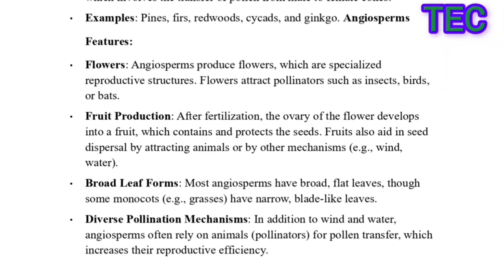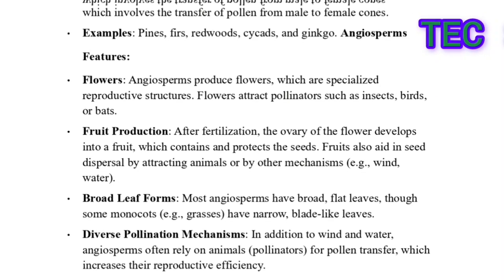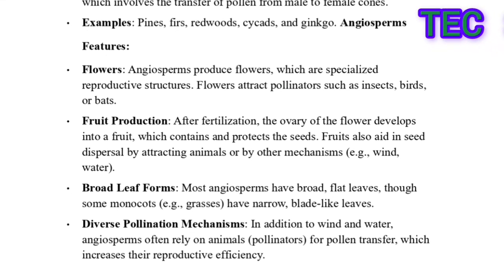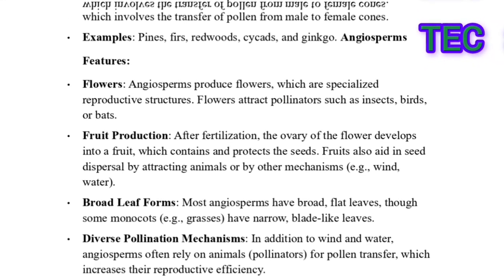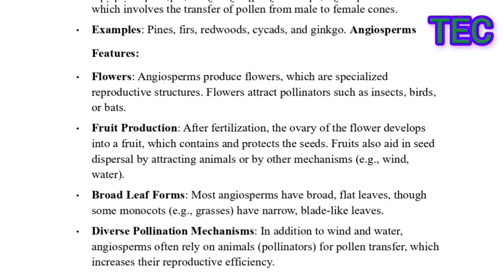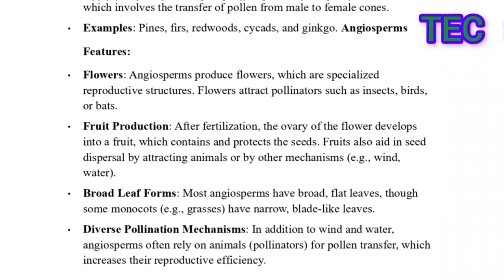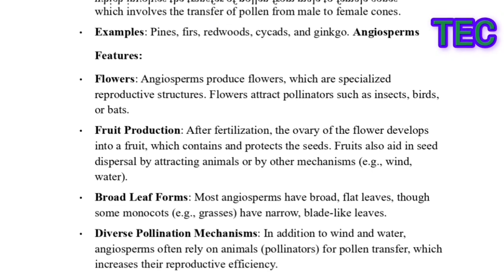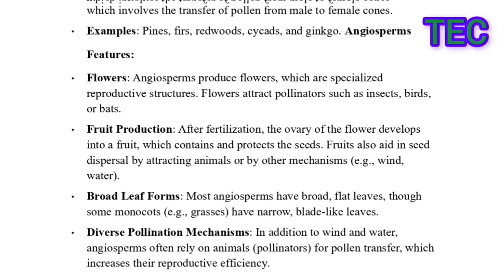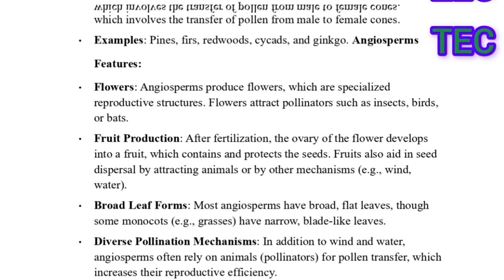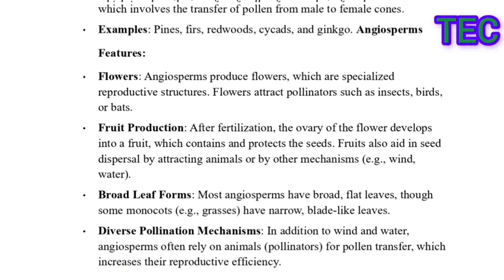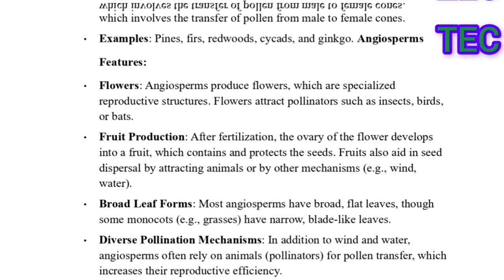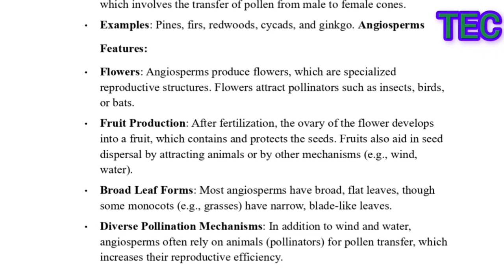Fruit production. After fertilization, the ovary of the flower develops into a fruit. That's after fertilization. Remember, we're talking about the flowering plants, which have the ovary. Inside the ovary, we get the ovules. After fertilization, the ovary is going to develop into a fruit, and the ovule is going to develop into what? Seed, which contains... the flower attracts pollinators such as insects.